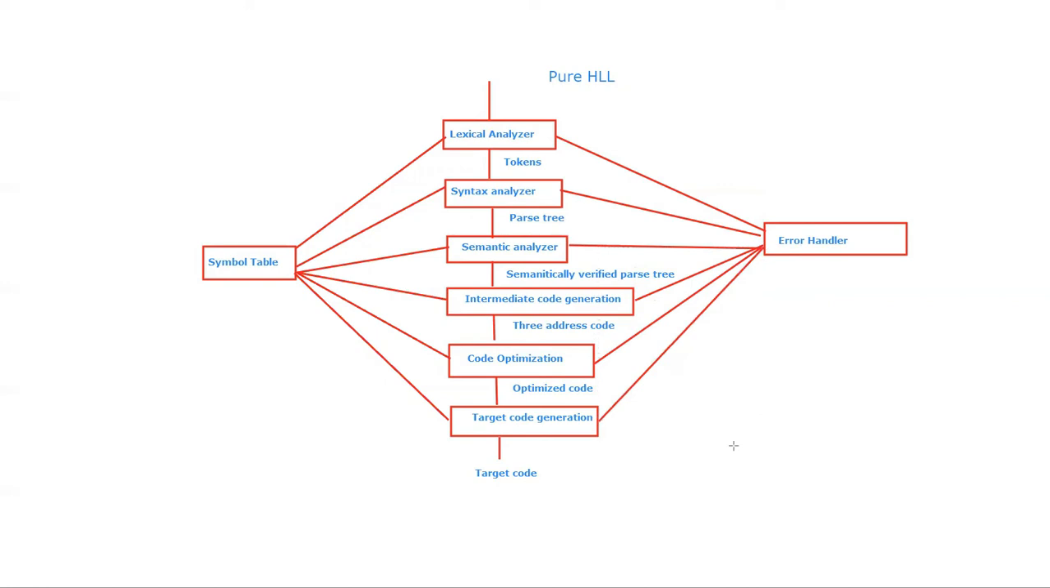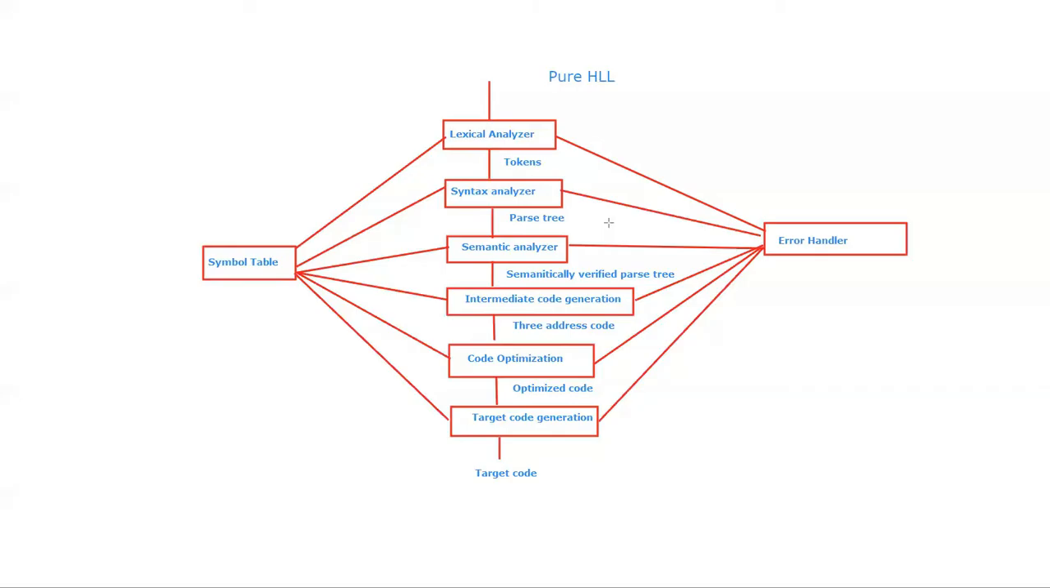Okay, so now let's summarize the phase diagram of the compiler. So how many phases are there? There are 1, 2, 3, 4, 5, 6 phases in the compiler. The first phase of the compiler is the lexical analyzer, which takes the pure high level language as the input and provides the tokens as output. Right? These tokens go as input to the syntax analyzer, and the syntax analyzer verifies these tokens by using the grammar, and it provides the parse tree.